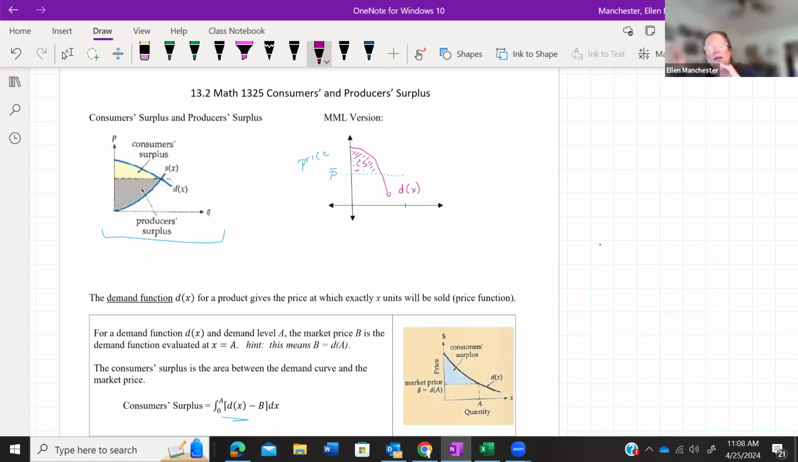So remember on Tuesday, we talked about the area between two curves, and we had the upper curve minus the lower curve. That's what you're going to do. It's the upper curve minus the lower curve.